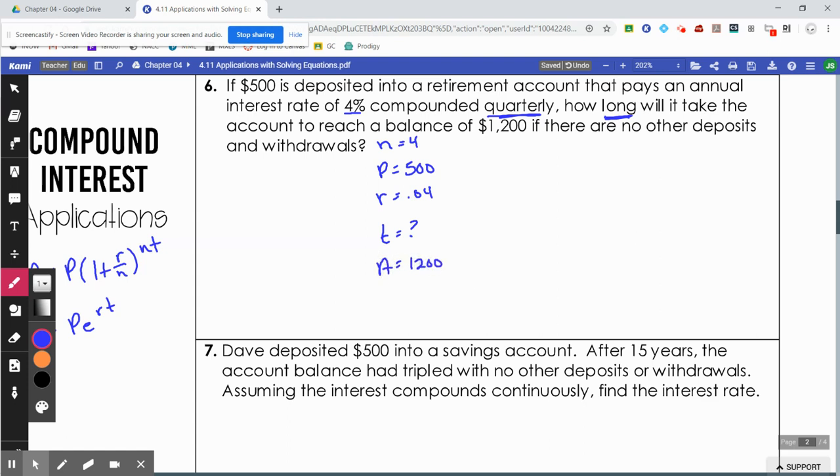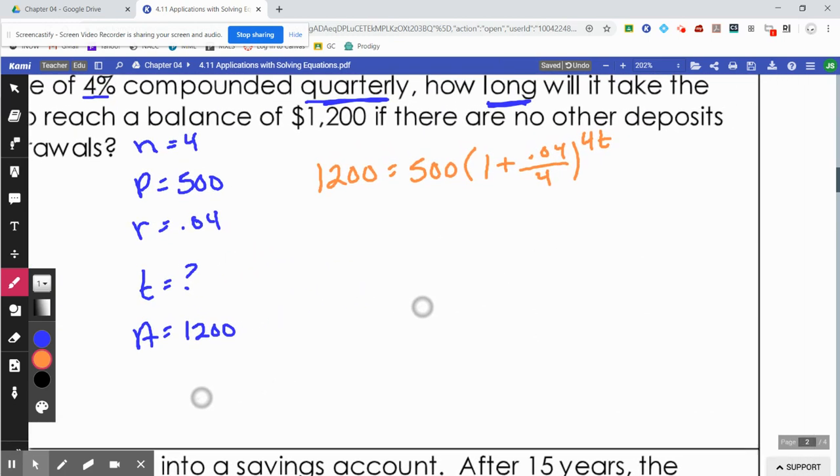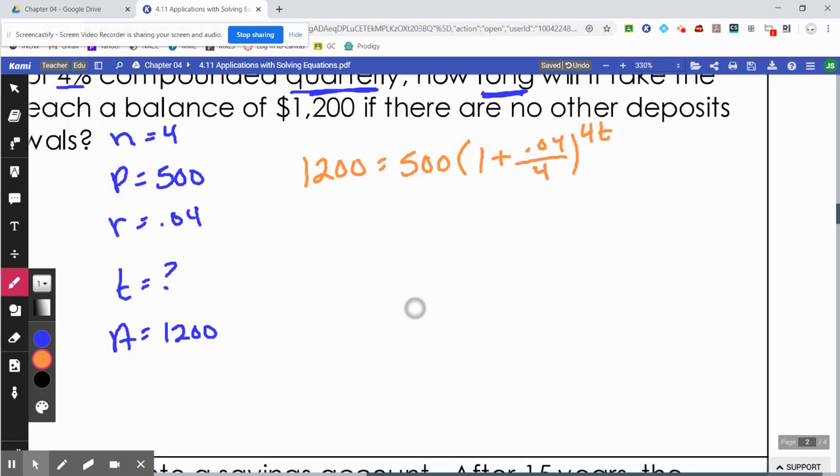So let's plug everything that we have into our formula. And there you go. And let me zoom in a little bit. Now, step number 1, always isolate your exponential. Now, this is a little bit different. Here is your exponential, all that stuff being raised to the 4t power.